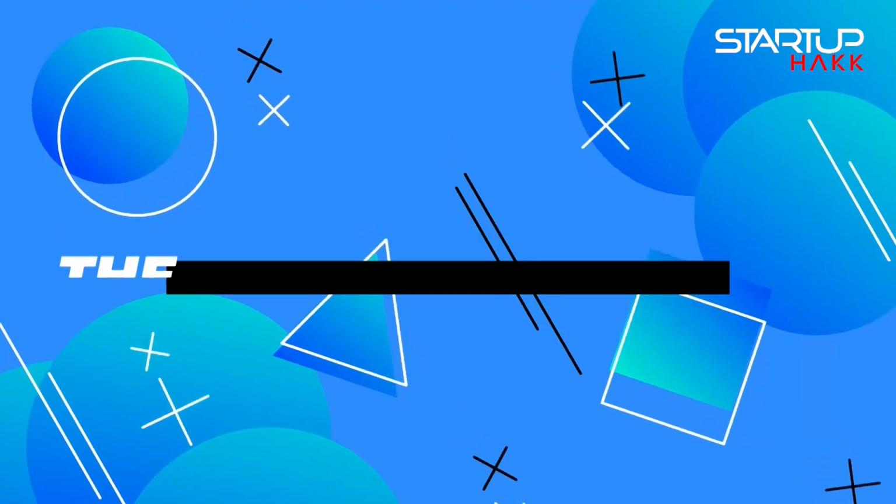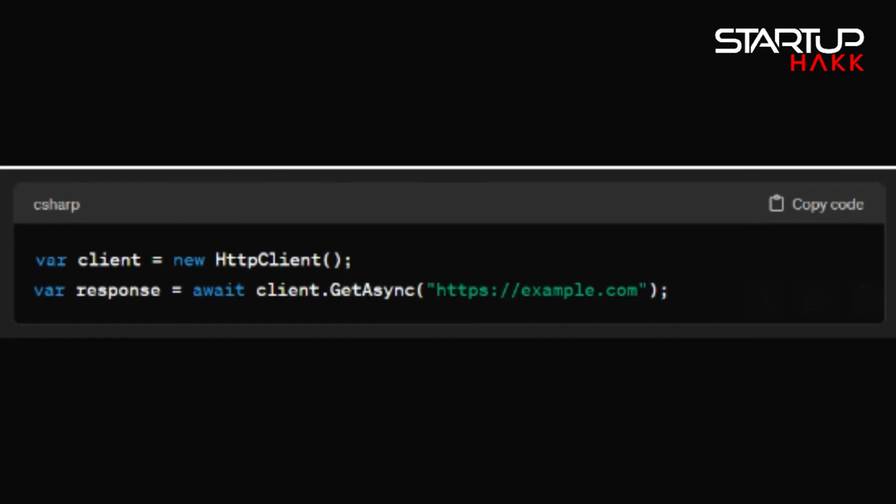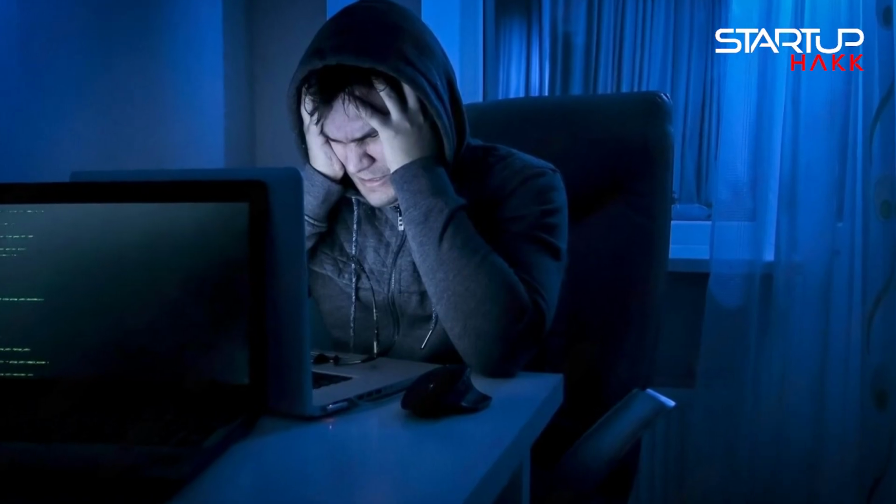So the first reason, the tale of HttpClient, a cautionary story. Once upon a time, in the land of .NET, developers used HttpClient to make web requests. It seemed simple and effective. But as applications scaled, this approach led to several problems like socket exhaustion and resource wastage, setting the stage for the need for a better solution.